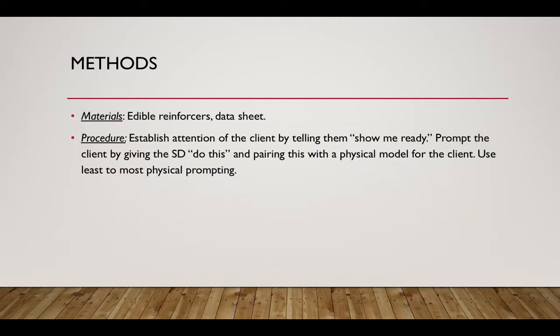Introducing the methods that were used to complete the gross motor imitation procedure. First, we have the materials. The materials used were edible reinforcers and the data sheet that will be displayed in an upcoming slide. The procedure used was to first establish attention of the client by telling them, "Show me ready." Prompt the client by giving them the SD, "Do this," and pairing this with a physical model for the client. Use least to most physical prompting.